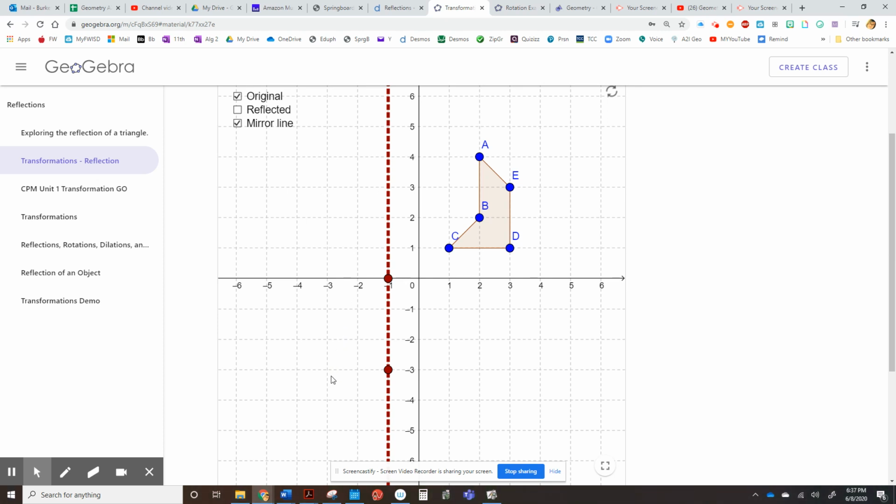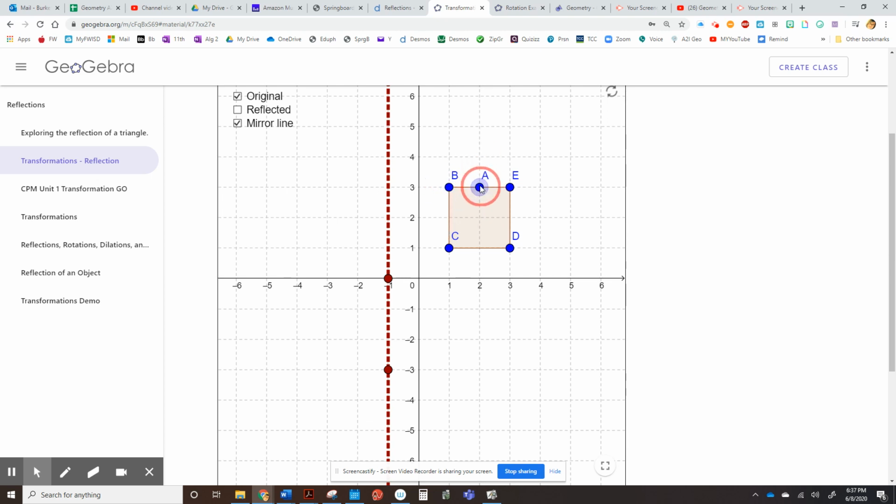All right, so we're in GeoGebra, and this picture right here is what is marked. You unclick that and it goes away. You click it again and it comes back. And then this is the reflection line. Everything on here can be moved.